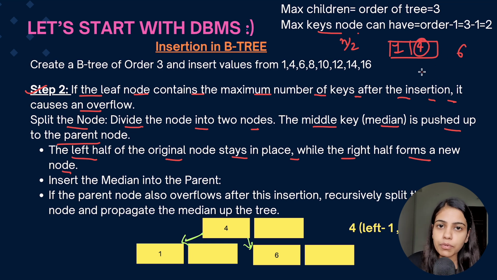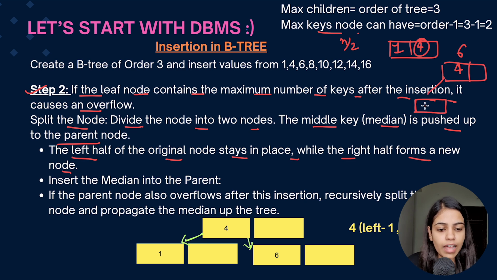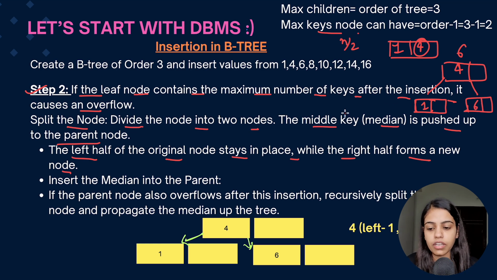So I'll push 4 to the parent node, and 4 will be created as a parent node, and to the left of 4 I'll have 1, and to the right of 4 I'll have 6. This is how we split the node and push the median of the node to the parent node. Here you can see that we have created a new node, that is a parent node. Now in this node the left of 4 has 1 and the right of 4 has 6, because this value should always be less than the parent node and this value should be greater than the parent node.